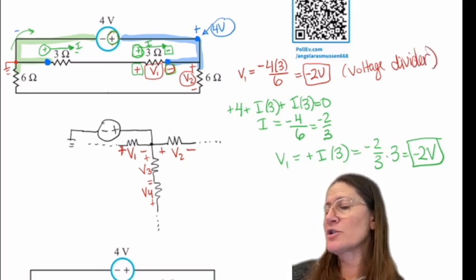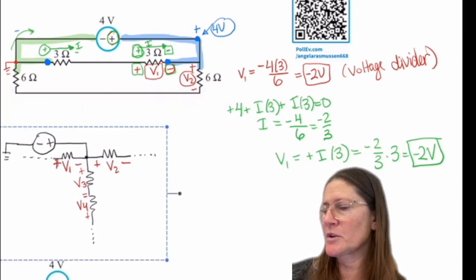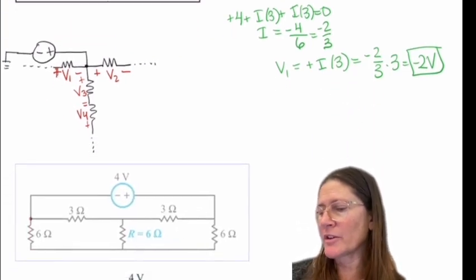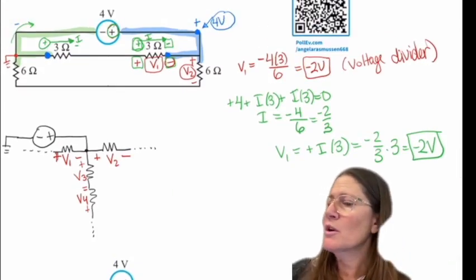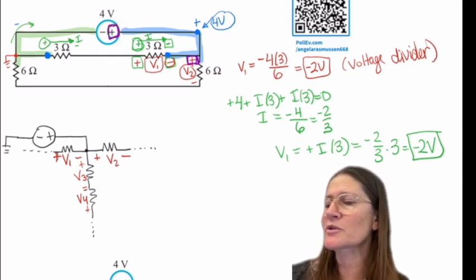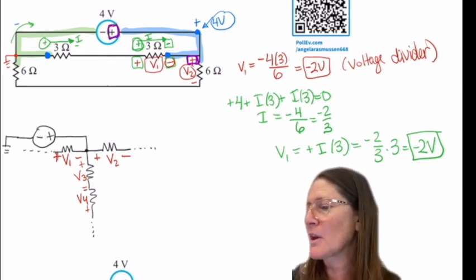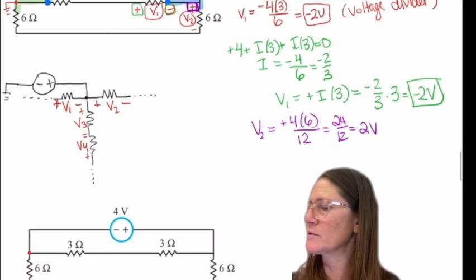All right, finding V2 here. It's the same way. You can see that it's another voltage divider. So then you would do the polarity on this one: the plus is the closest to the blue, and the plus is the closest here, so they're the same polarity. So for V2, you have a plus 4 times 6 over 12, 24 over 12, for 2 volts. Sorry, 2 volts.